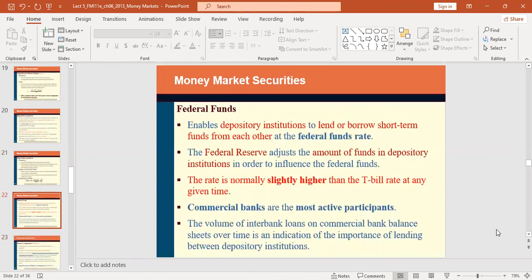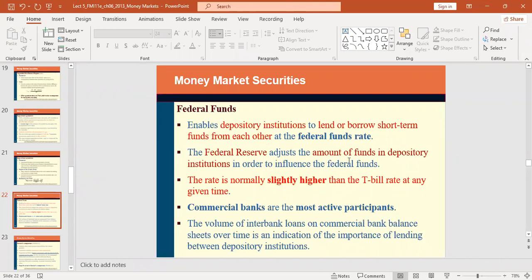Another type of money market security is called the federal funds. Now, these federal funds are used in the case of the US. It enables depository institutions to lend or borrow short-term funds from each other. So depository institutions refers to banks. In the case of Malaysia, you have Maybank, CIMB, RHB. So these banks, sometimes they can also lend each other money. They can lend each other money using the federal fund rate.